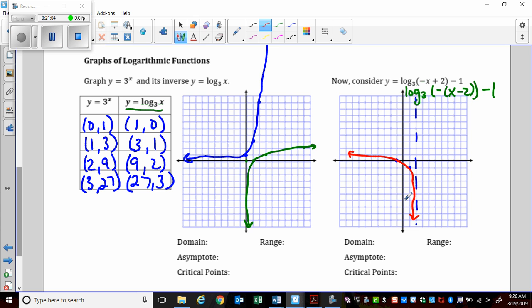Okay. So you guys can check out the domain and range and tell me what you think. And you guys have one more set to graph on the next page.